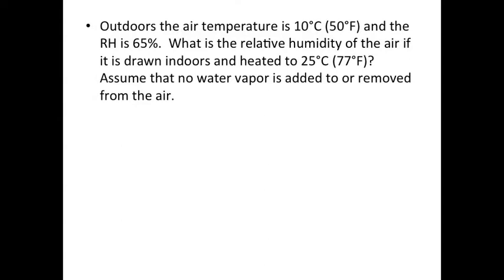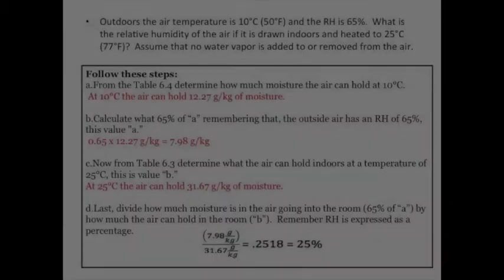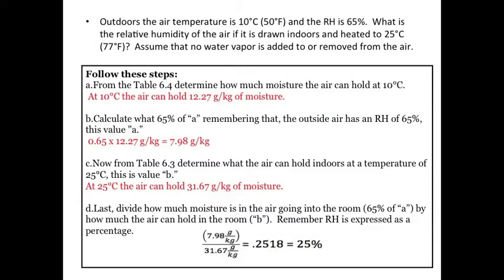Outdoors, the air temperature is 10 degrees Celsius, or 50 degrees Fahrenheit, and the relative humidity is 65%. What is the relative humidity of the air if it is drawn indoors and heated to 25 degrees Celsius, or 77 degrees Fahrenheit? Assume that no water vapor is added to or removed from the air. To solve this problem, follow the steps that are in the box.